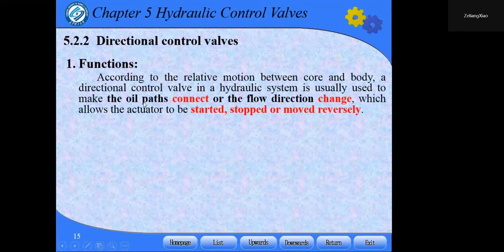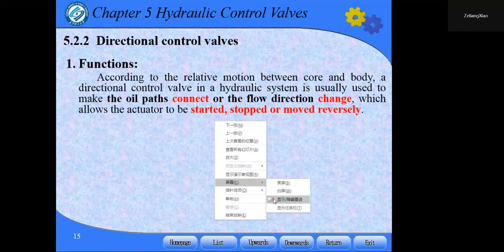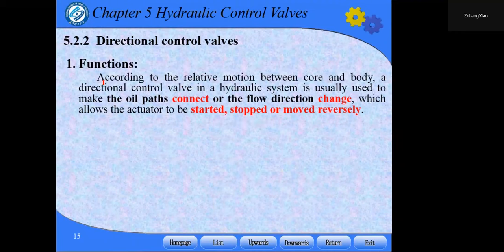Directional control valves. Their function includes... According to the relative motion between the core and the body, it is a basic construction of the hydraulic valve. The directional control valves in the hydraulic system are usually used to make oil port connections or change the flow direction, which allows the actuator to be started, stopped, or moved in reverse.